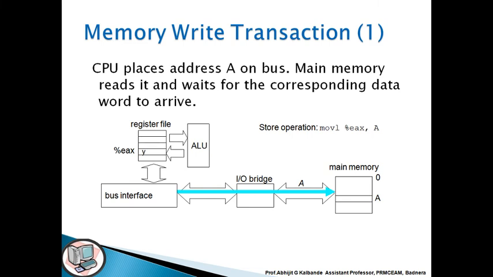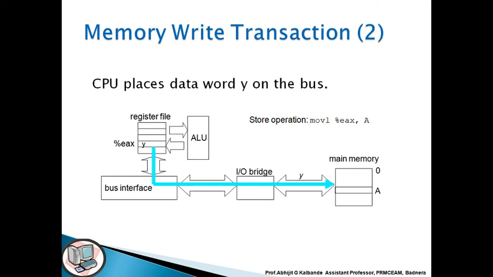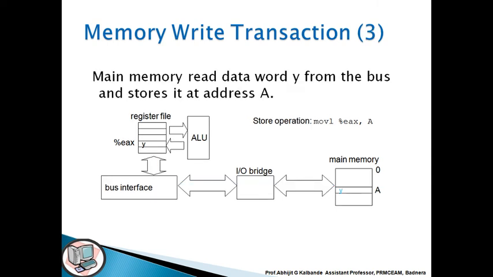The CPU places the address A on the bus, the main memory reads it and waits for the corresponding data word to arrive. Here the CPU places the data word Y on the bus. The main memory reads the data word Y from the bus and stores it at address A. In this way, these different types of memory read and memory write operations take place in the internal part of the memory system.